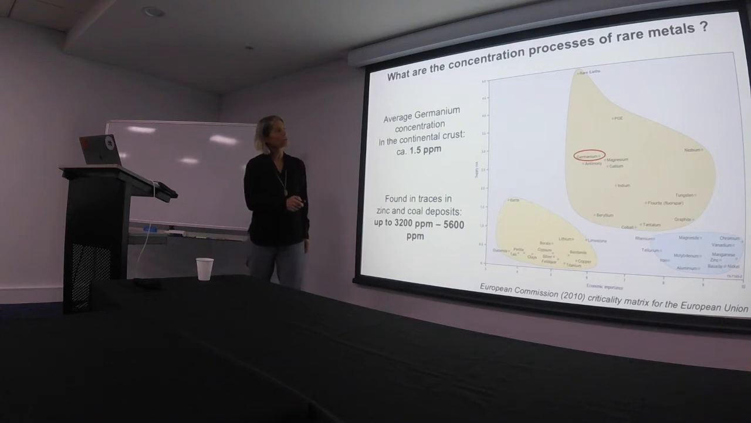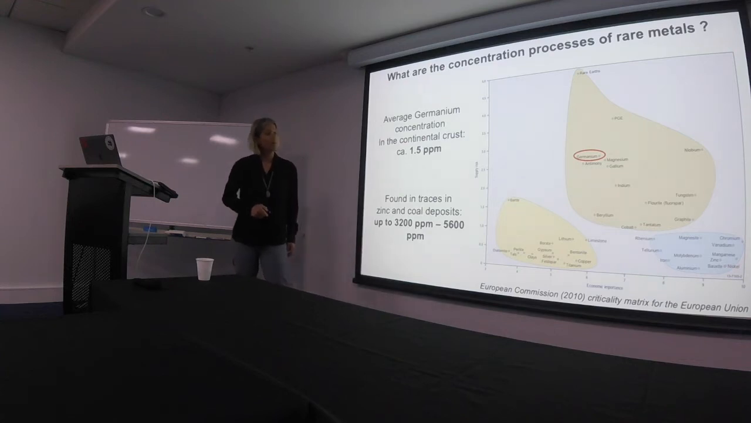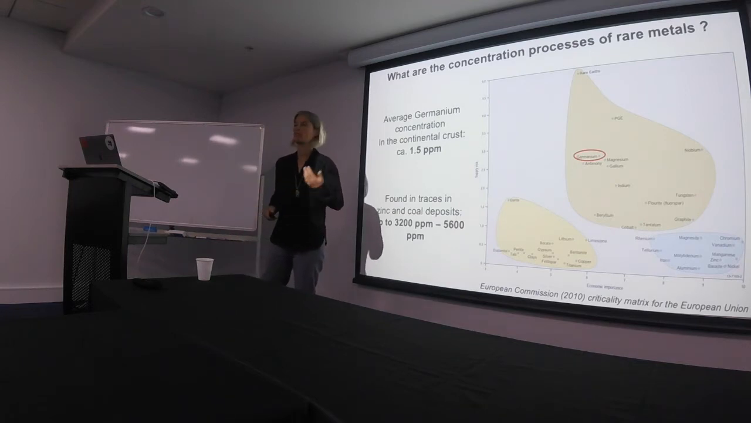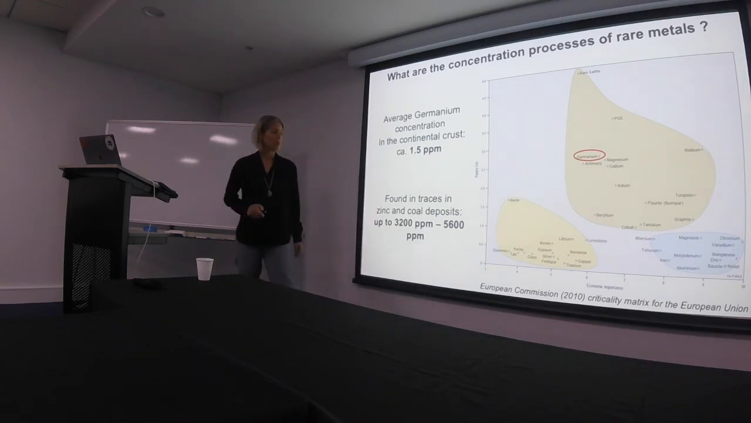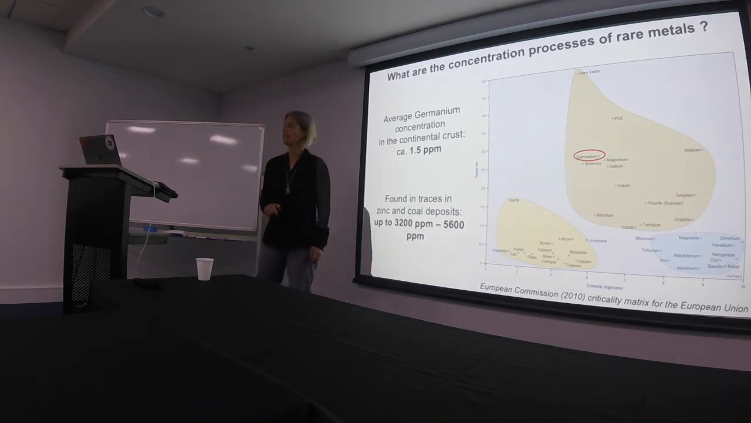The most critical metals are rare earth elements. And I will talk in this presentation more specifically about germanium. In the last slides, I will show you that the process we have highlighted may be highly relevant as well for other rare metals. This diagram has been drawn by the European Union 10 years ago.